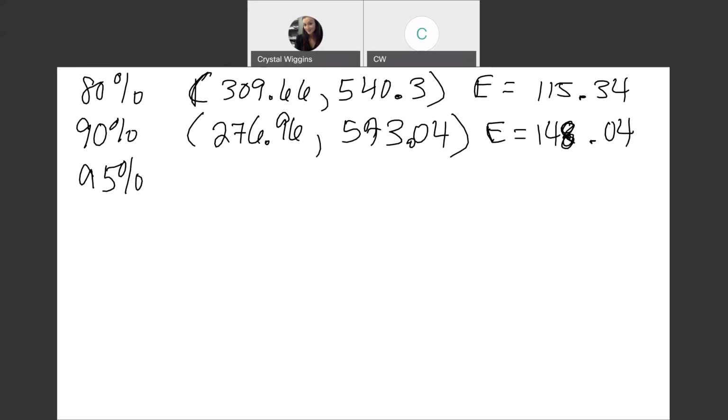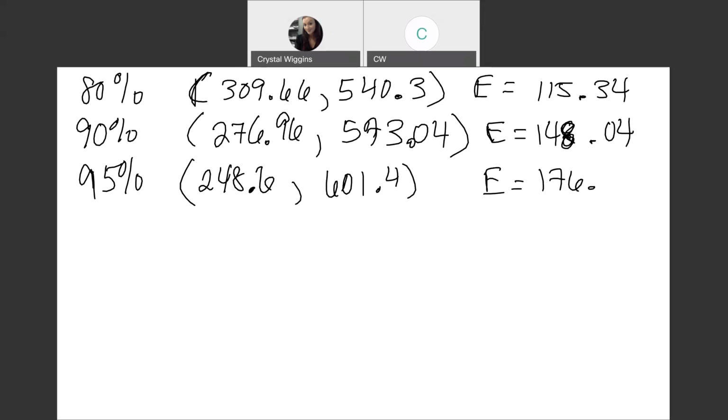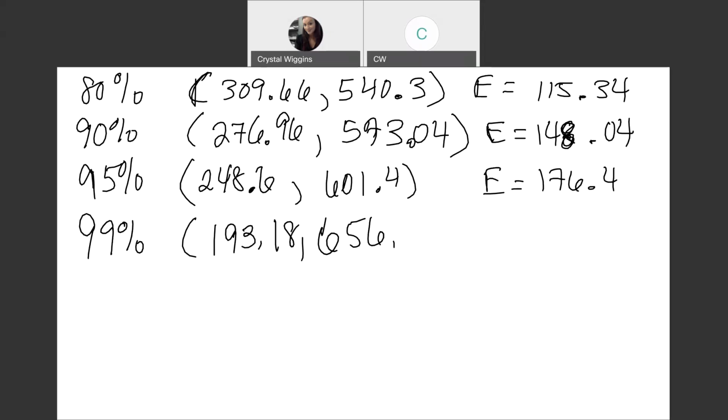Here we go. Our 95% confidence interval ran from 248.6 to an upper level of 601.4 pounds. The margin of error increased to 176.4, and our 99% confidence interval goes from 193.18 to 656.82 with an increased margin of error of 231.82 pounds. Now, let's talk.